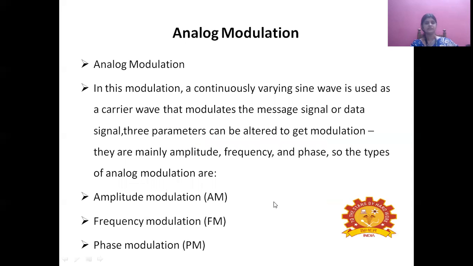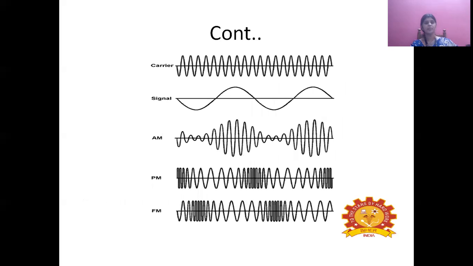So we are going to discuss the analog modulation. In this modulation, a continuously varying sine wave is used as the carrier wave that modulates the message or the data. Three parameters can be altered to get the modulation. They are amplitude, frequency and phase. So accordingly, three types of analog modulation are there. One is the amplitude modulation, the next one is the frequency modulation, and the other one is the phase modulation. So these are the different types of analog modulation.